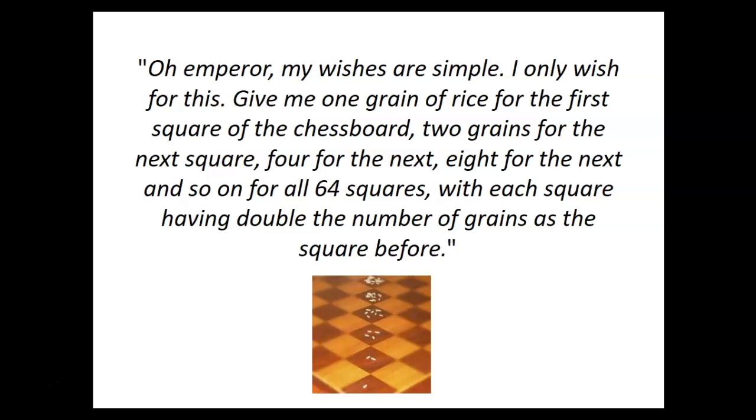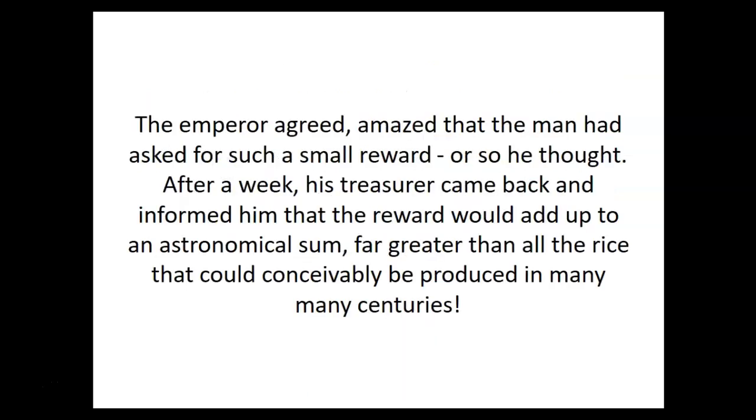"O Emperor, my wishes are simple. I only wish for this. Give me 1 grain of rice for the first square on the chessboard, 2 grains for the next square, 4 for the next, 8 for the next, and so on for all 64 squares, with each square having double the number of grains as the square before." The emperor agreed, amazed that the man had asked for such a small reward, or so he thought.